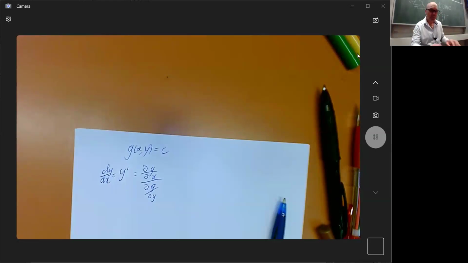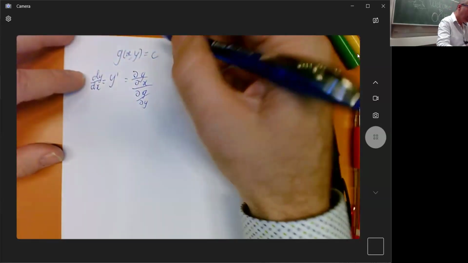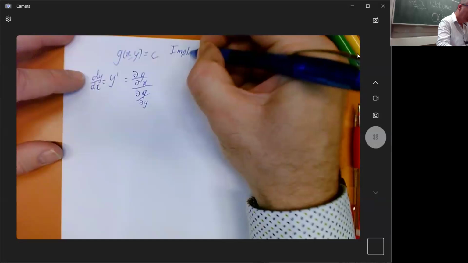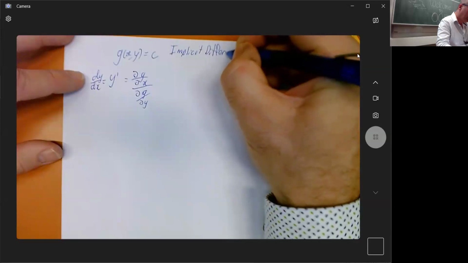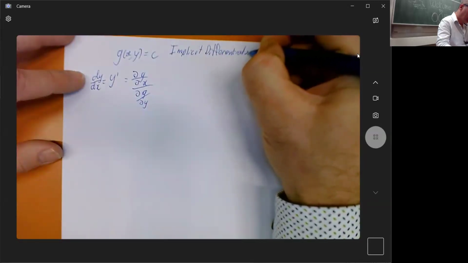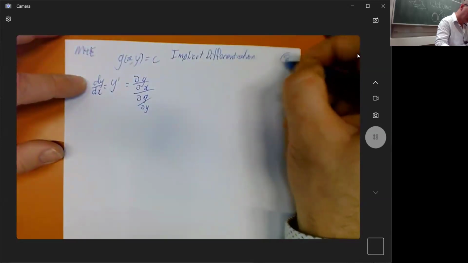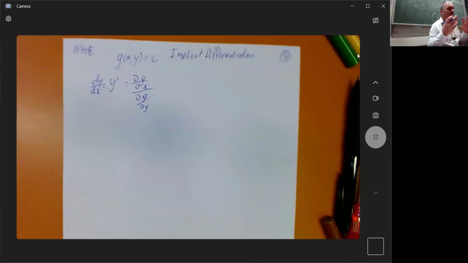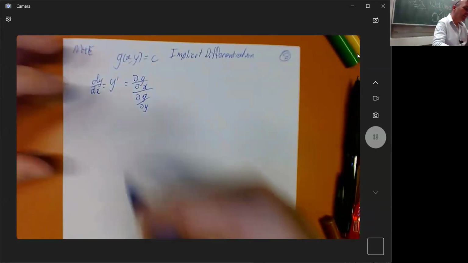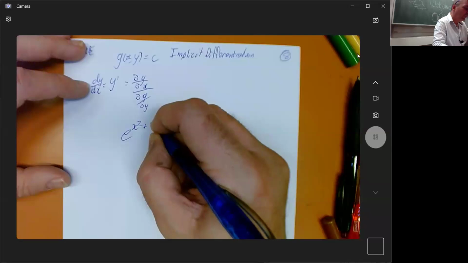Okay, so this is like an implicit differentiation thing. When we have a function that is expressed as an implicit function, there's not an explicit form for the function. So we might have something like e to the x squared plus 2y.